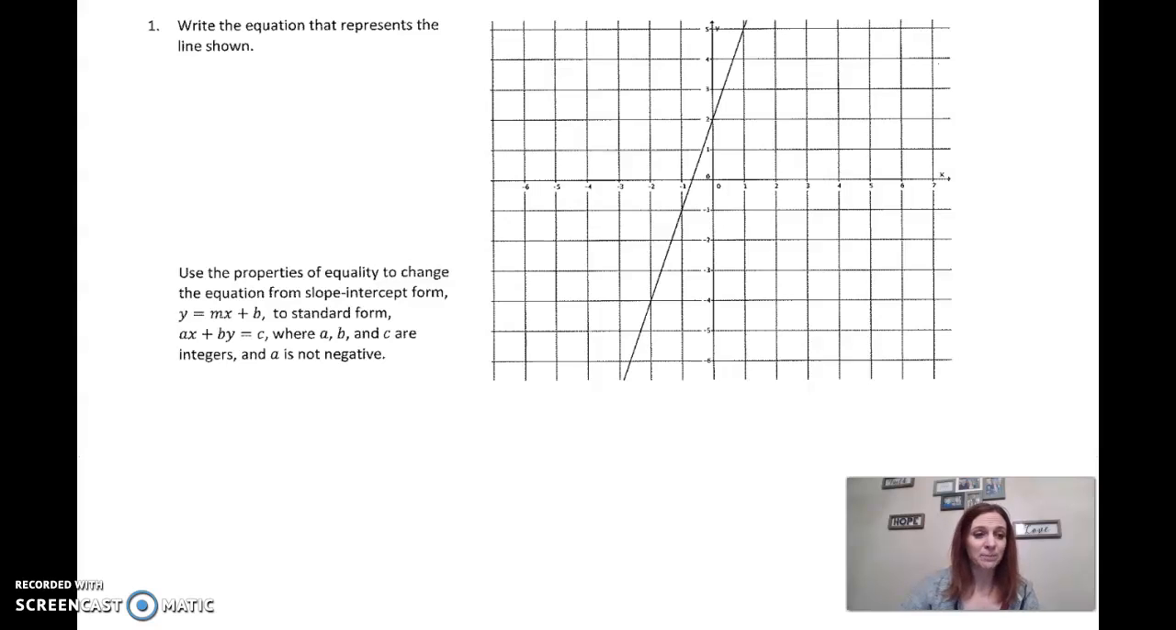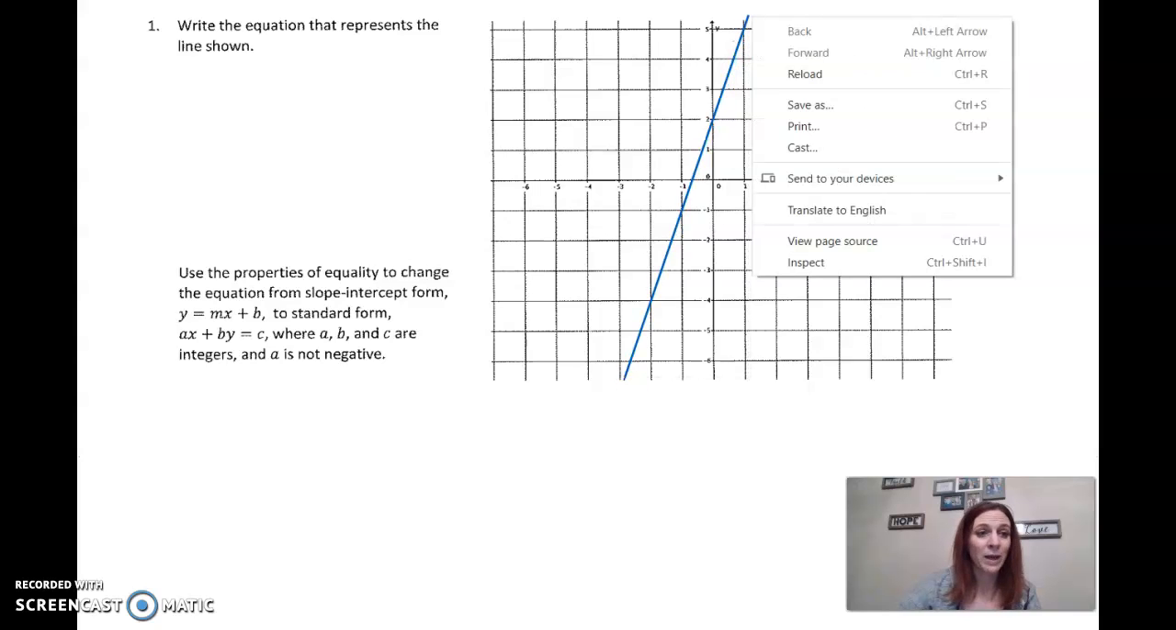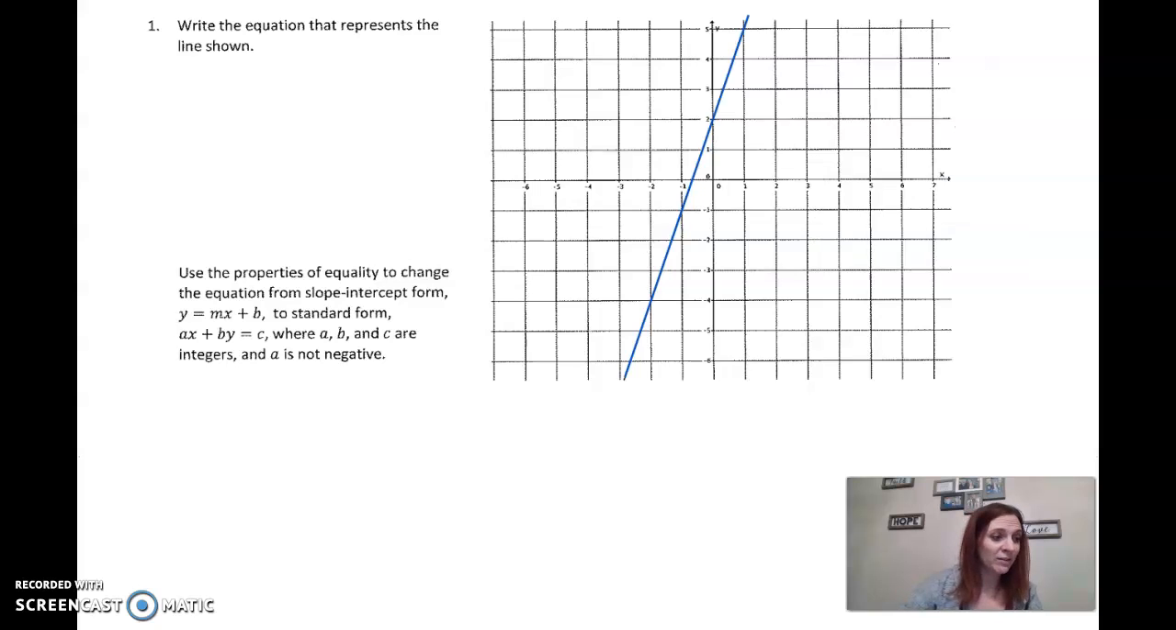Okay, so look at this line right here, and it says, write an equation that represents the line shown. Okay, we've been doing that. Remember, what we're looking for is something in the form of y equals m times x plus b. We need a slope and a y-intercept. Very easily I can pick out my y-intercept. That's going to be 2 because it's hitting the y-axis. Here's my y-axis at 0, 2. So I know what b is. Now you got to figure out your slope.